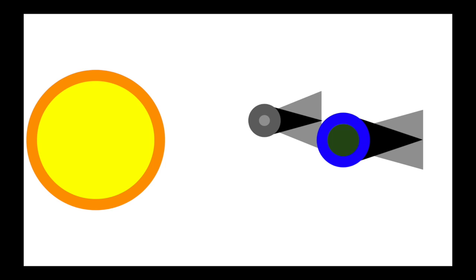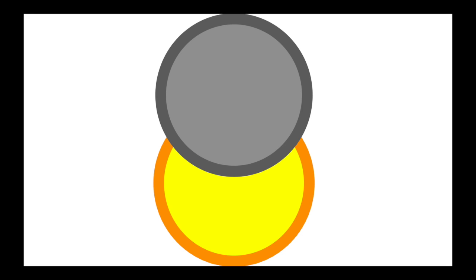The first subtype is a partial solar eclipse. This subtype happens when the moon doesn't line up perfectly with the sun. The moon's orbit may take it a little bit above or below where the sun is. This makes the sun look like a crescent for a short period of time.